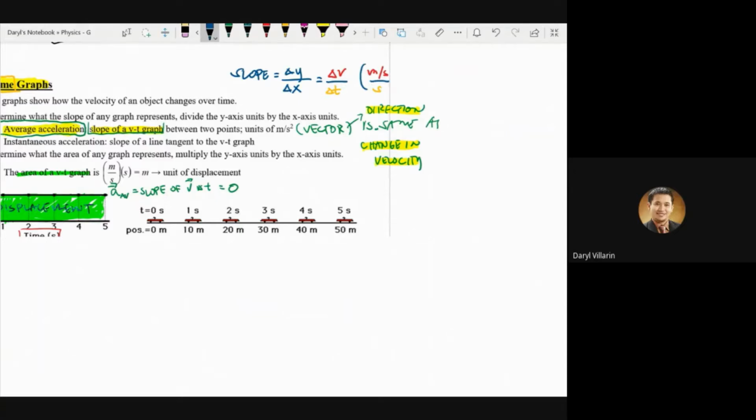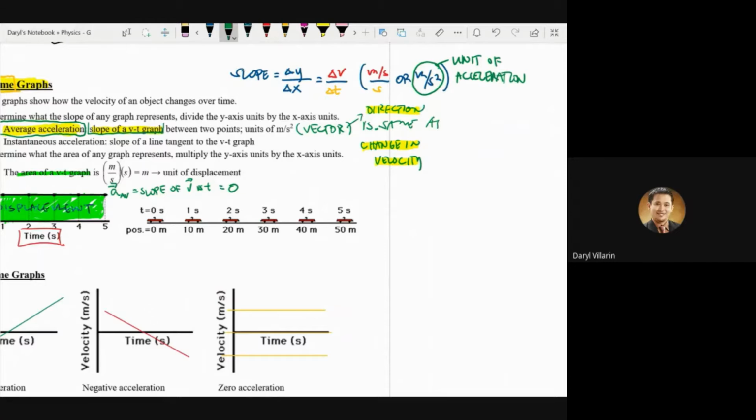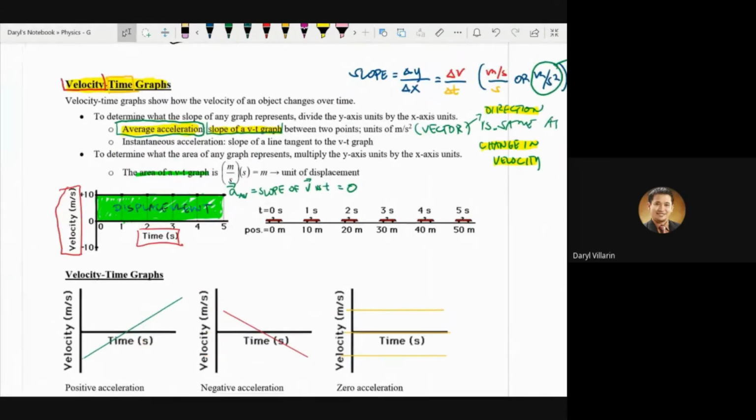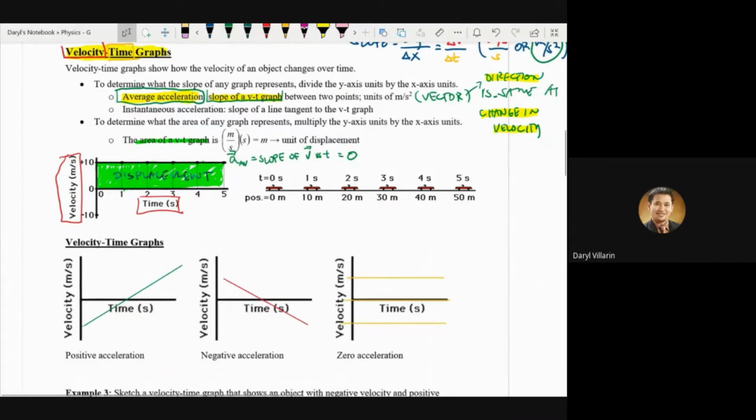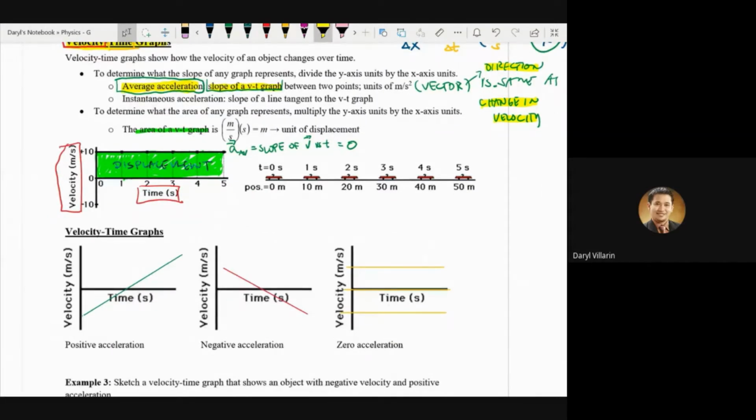So which is somehow consistent with the unit of acceleration. So this is the unit of acceleration. The unit of acceleration is meters per second squared. So that means that the acceleration denotes the slope. So that's the significance of the slope in a velocity time graph, as well as the area under your graph. It gives you the displacement.